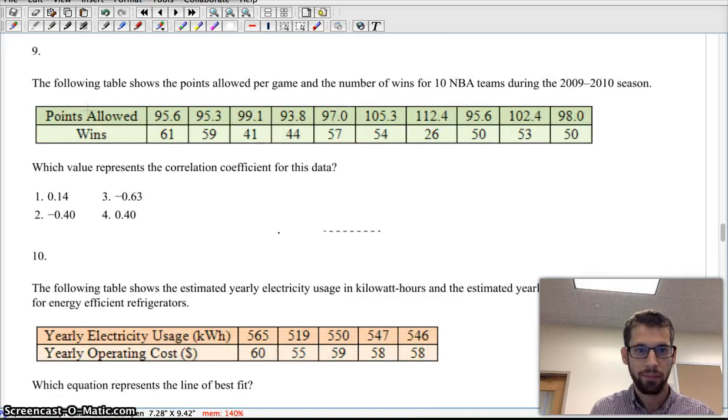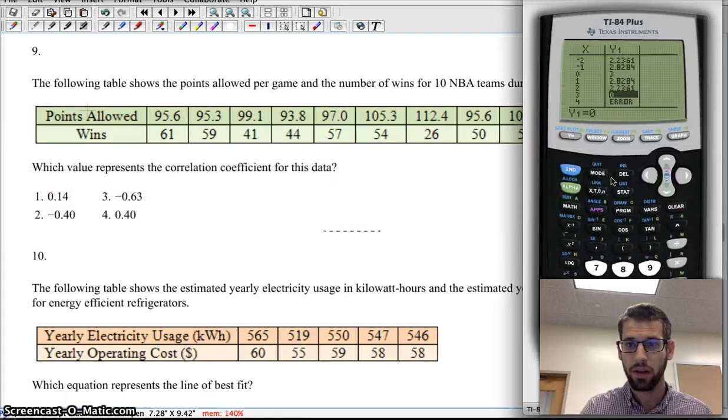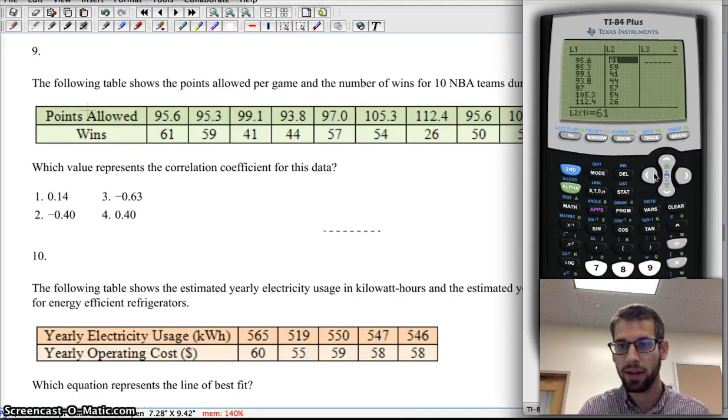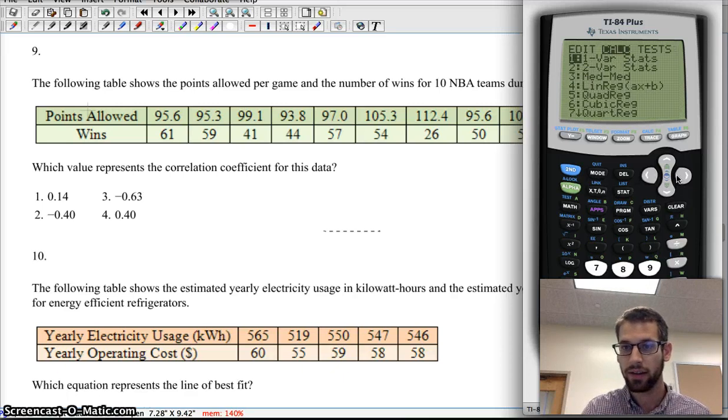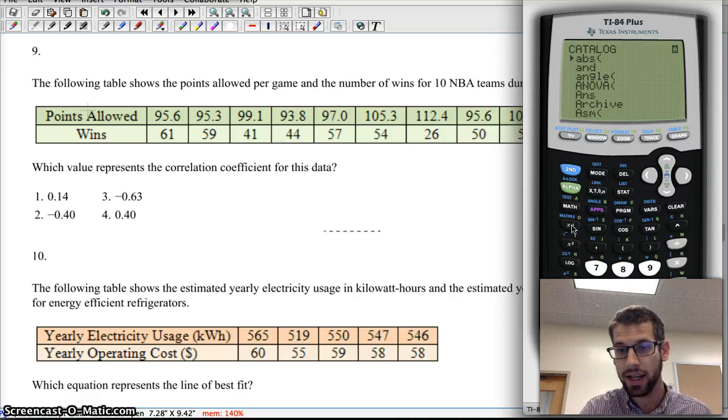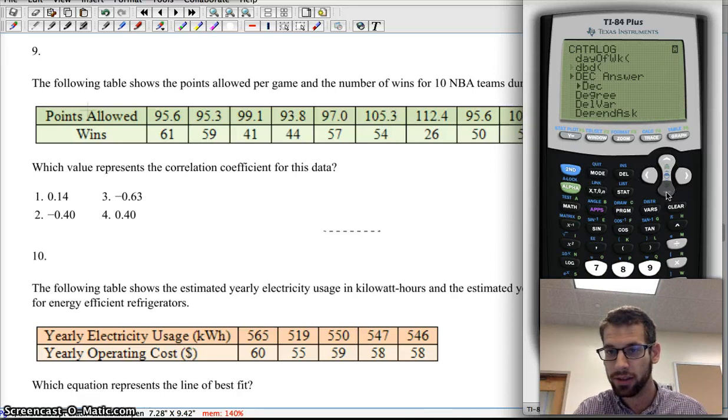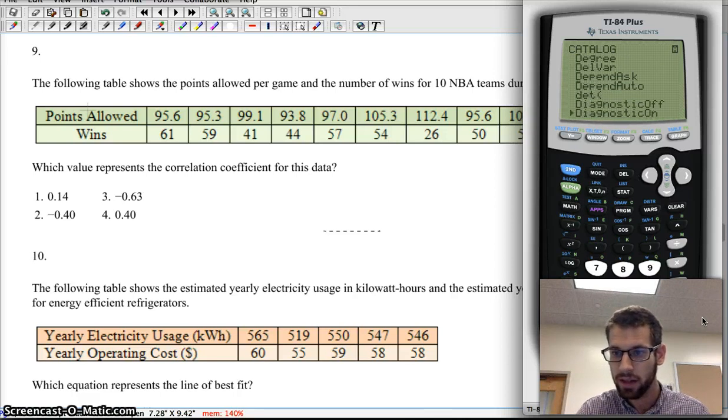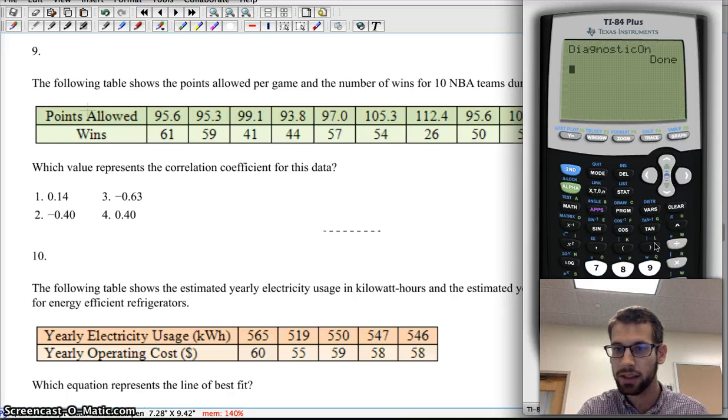Alright, number 9 is asking for my correlation coefficient. So to do this one, I'm going to have to go to my calculator. I have already entered everything in to speed things up into my stat edit. So you hit stat and then edit. And now I need to do a calculation. I need to do a linear regression, but first, because I'm asking for a correlation coefficient, I have to turn my diagnostics on. So I'm going to hit second and then catalog. I'm going to hit the D key for diagnostics. I'm going to scroll down. I'm turning my diagnostics on, hit enter, done.